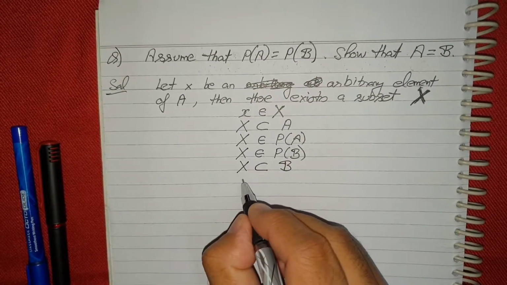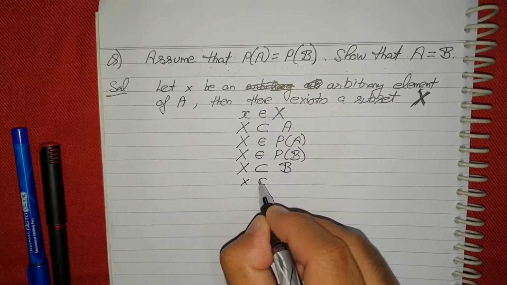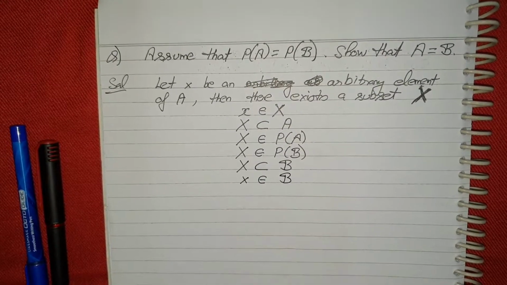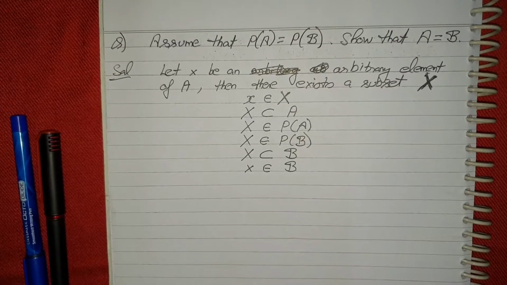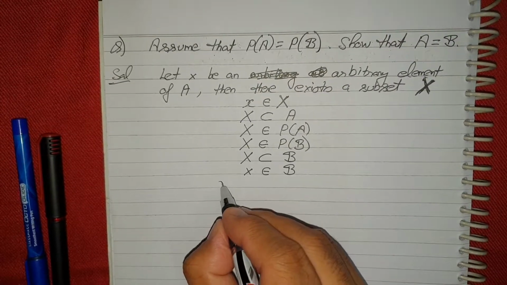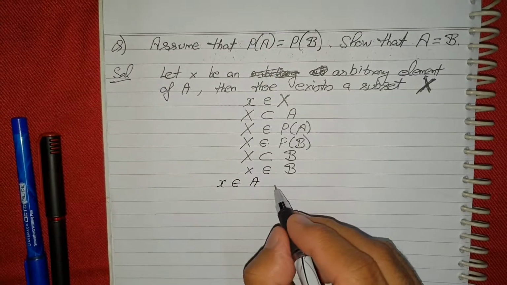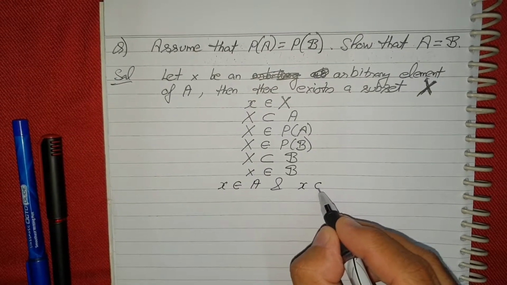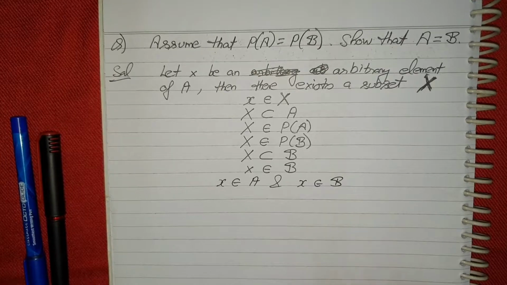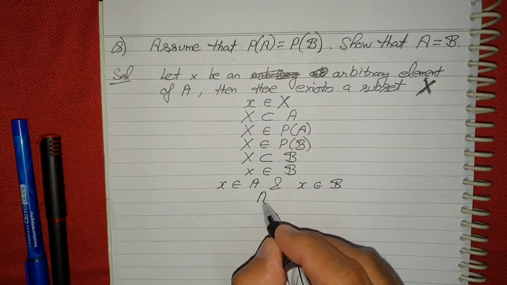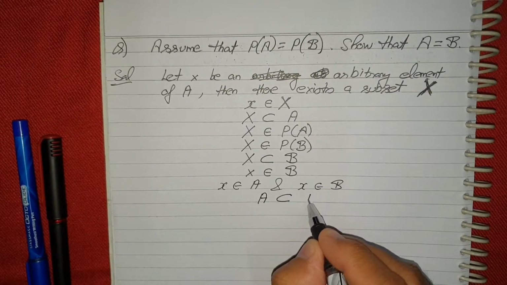Now here comes the small x. Now small x, this implies that small x belongs to B. Okay, so x belongs to B. So this implies x belongs to A, as we have taken, and x belongs to B. We can write this as A is the subset of B.